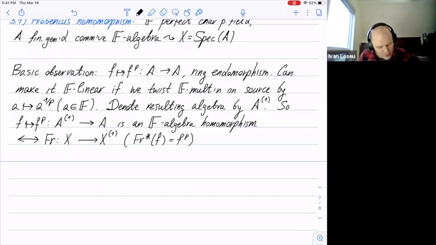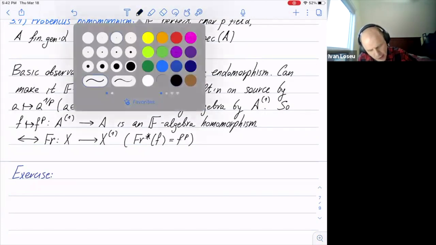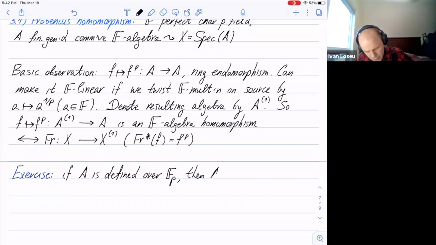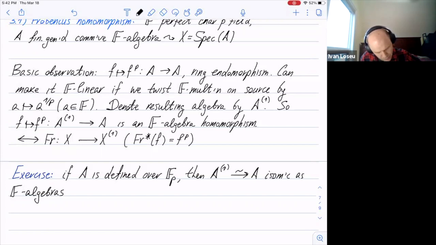Now, a little exercise is to show that if A is defined over the simple field FP, then in fact A1 and A are isomorphic as algebras over F. Not just rings.